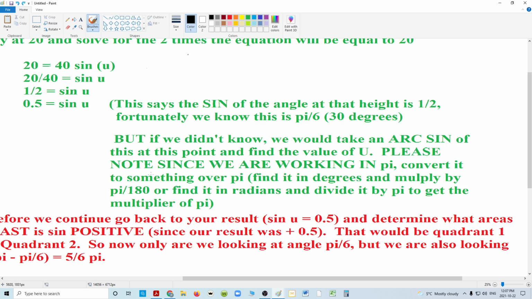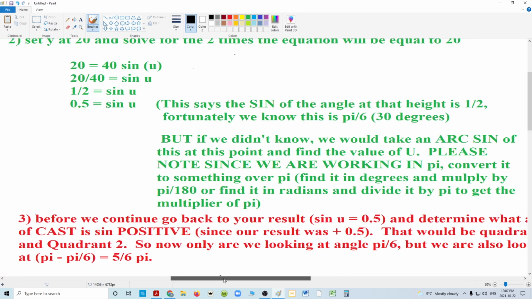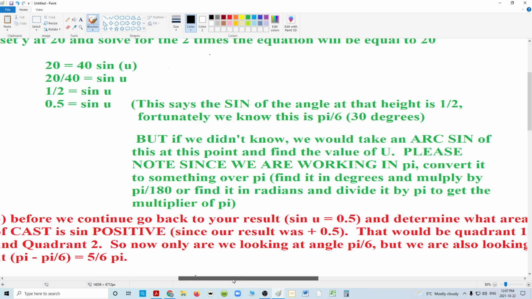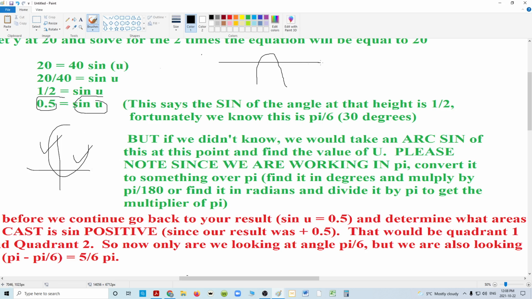Before we continue, now that we know that we're dealing with the angle 30 degrees, or pi over 6, go back to your result and realize that sine u equals 0.5 is positive, and ask yourself, using CAST, where is sine positive? Well, we determined it's quadrant 1 and quadrant 2. Therefore, there are two possible angles where the sine of this angle is 0.5, which makes sense because on the Ferris wheel there are two possible heights. Going up, hit 20 meters; coming down, hit 20 meters. And that's true for any sine.